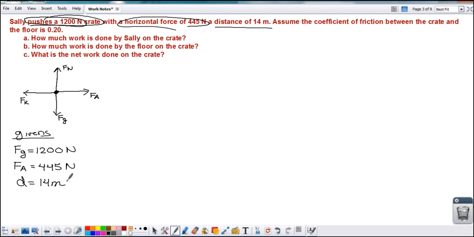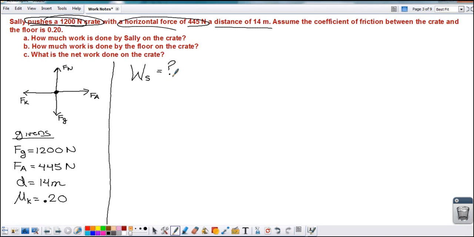We also know the coefficient of friction, and since this is a moving crate, the coefficient of kinetic friction is 0.20. The question asks us how much work is done by Sally on the crate. So I'm going to say the work done by Sally. That is what I'm trying to find.